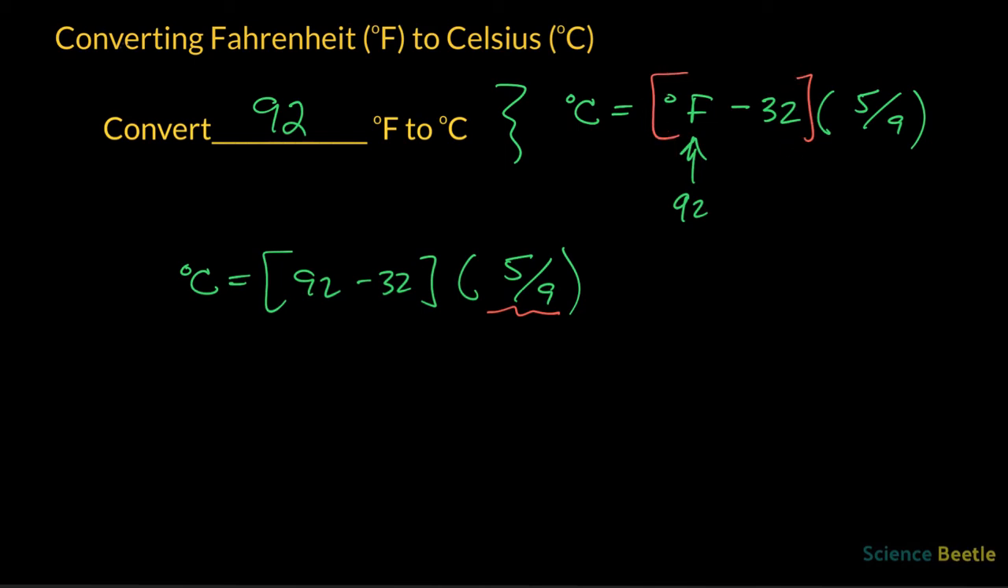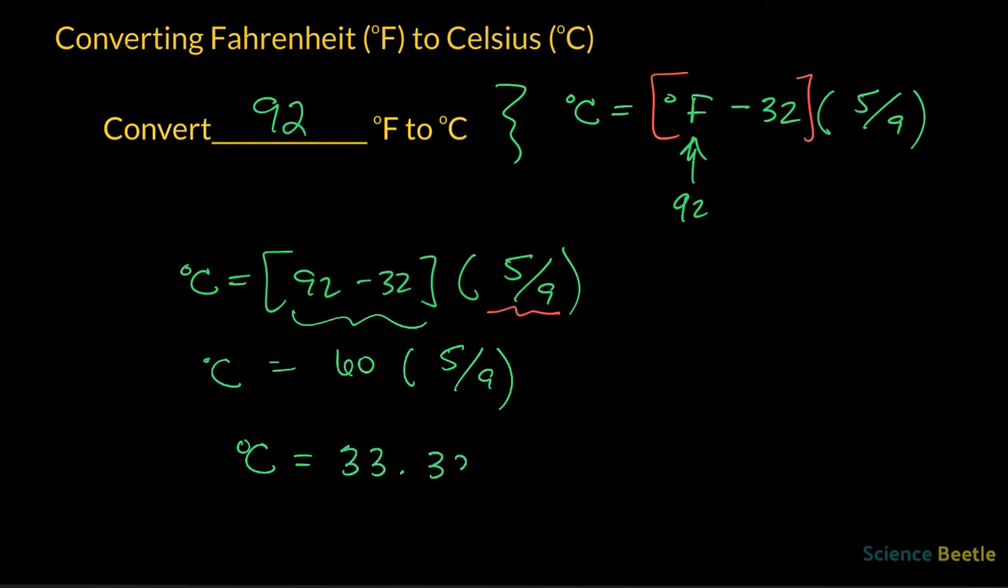So when we actually do work it out, let's do this right now. We take the 32 and subtract it from the 92, and that will give us the answer of 60 on this side. And then when we multiply by 5 divided by 9, that should give us the degrees Celsius that we're after. And so if I do that now, the answer is degrees Celsius is equal to 33.33 repeating. And so this here is your answer.